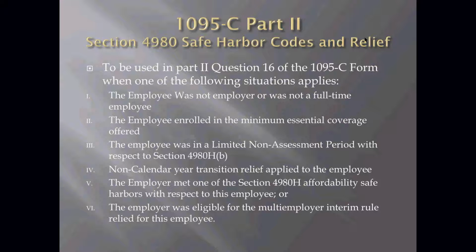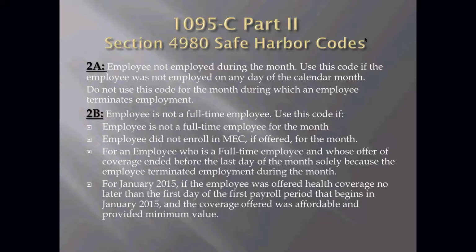So I'm going to go into all of this in just a bit more detail on the different safe harbors and codes that are available. These are the two codes that go hand in hand with the one codes right underneath them. 2A, employee not employed during the month. Use this code if the employee is not employed on any day of the calendar month. Do not use this code for the month during which an employee terminates employment. So this is the code you're going to be using for retirees and COBRA, because these are folks who aren't actually employed by you anymore, but still are on your coverage.